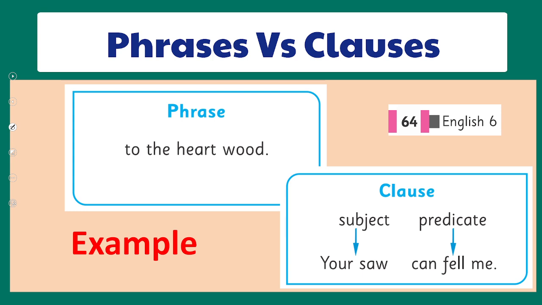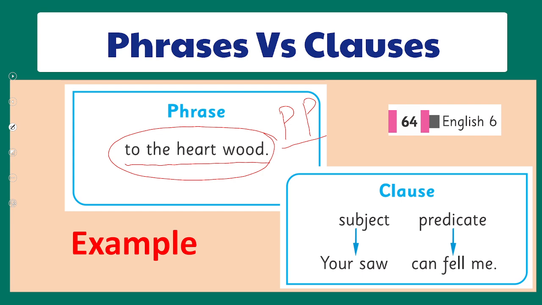Let's take an example from the poem: to the heartwood. To the heartwood is actually a prepositional phrase, we can say PP, but it doesn't make complete sense. On the other hand, here is an example of a clause from the poem: your saw can fell me.